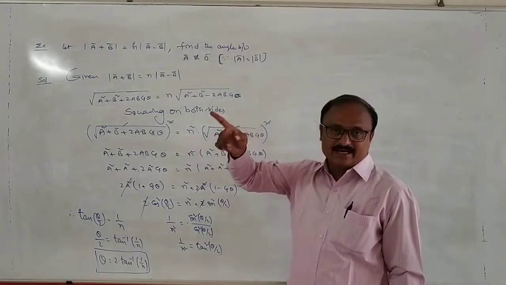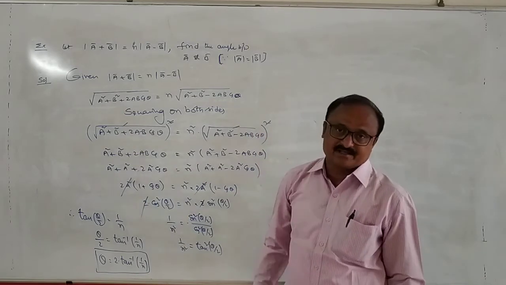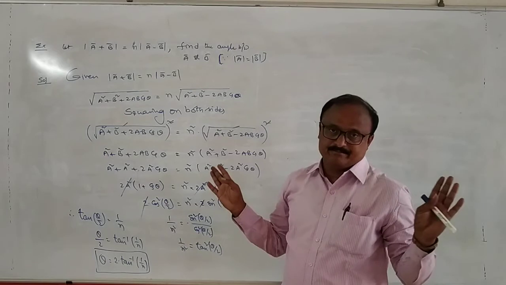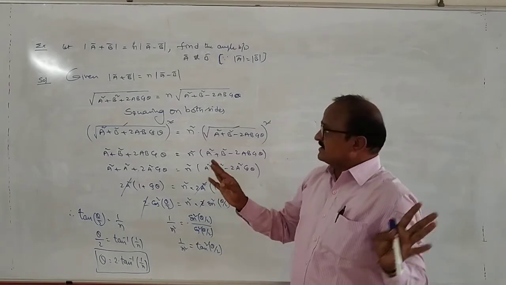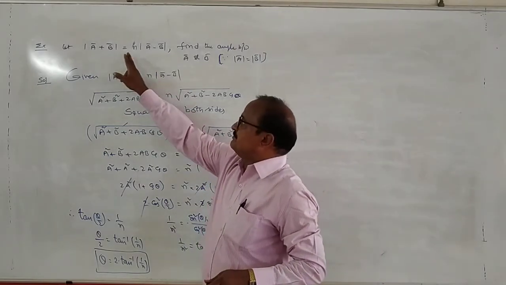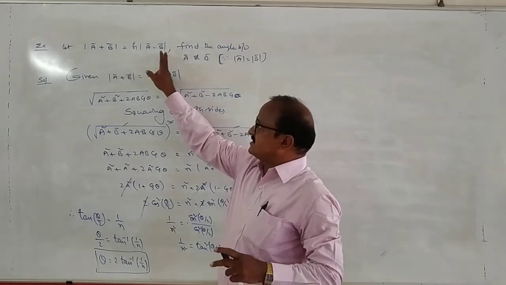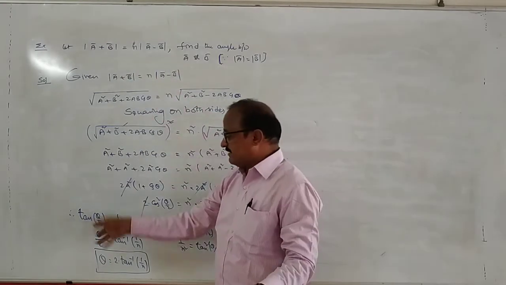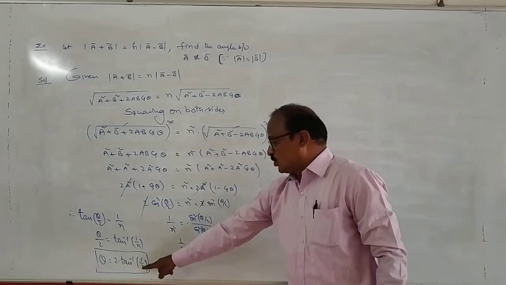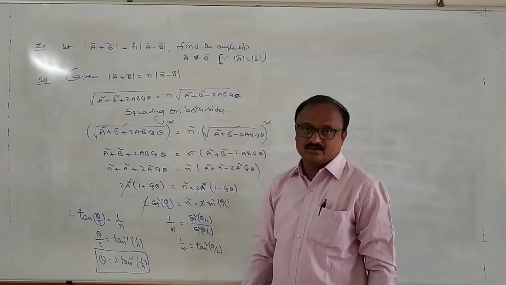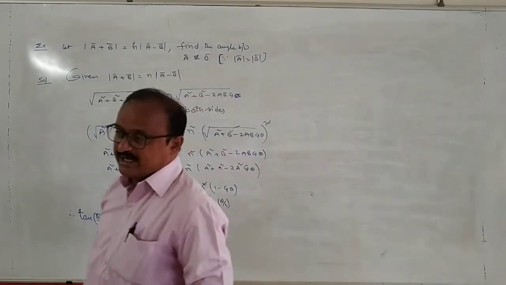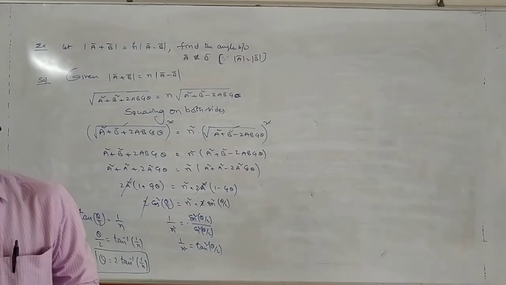That means a bar and b bar are the two equal vectors. Equal vectors means their magnitudes should be the same. But the resultant magnitude should be equal to n times the difference of the vectors. So the angle between them, theta, is equal to 2 tan inverse of 1 by n. So this is one more example regarding the parallelogram law of vectors.